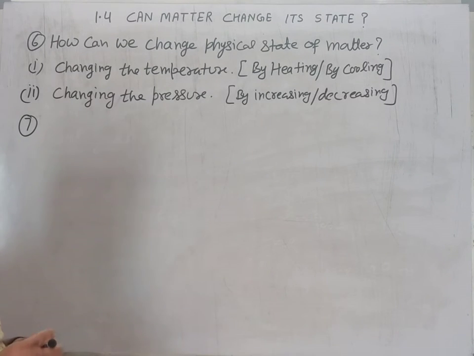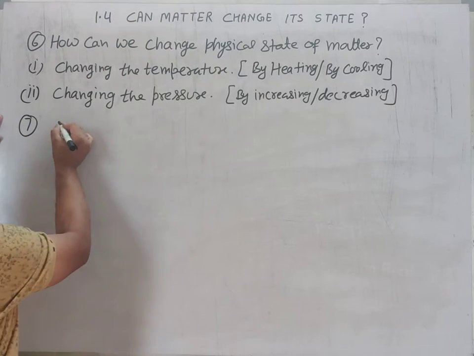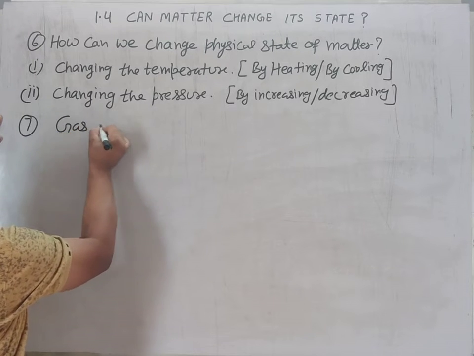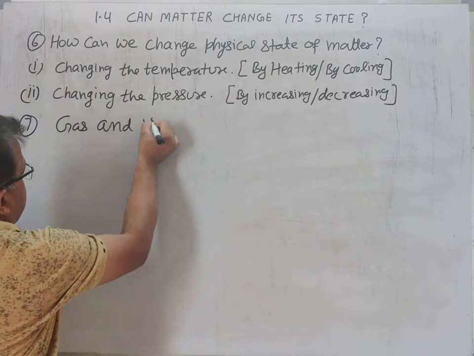So we can change physical state of matter by changing the temperature or by changing the pressure. We know what is the difference between gas and vapor.